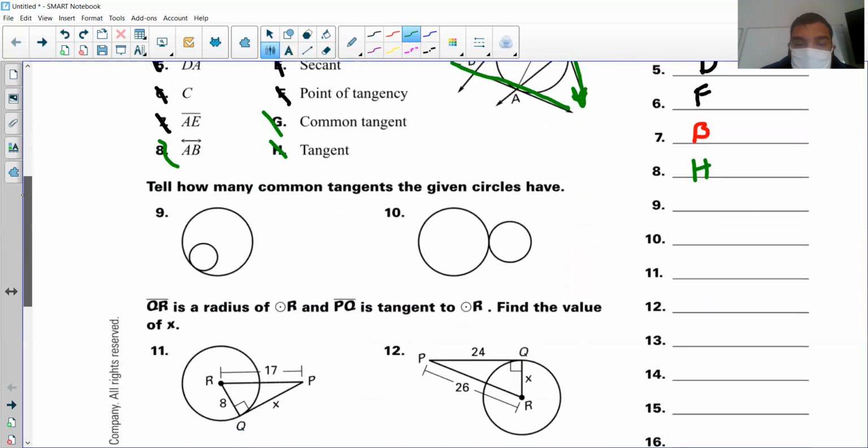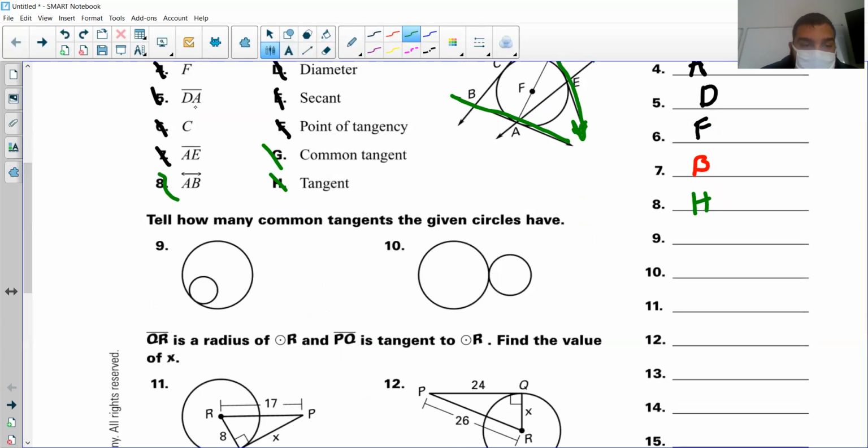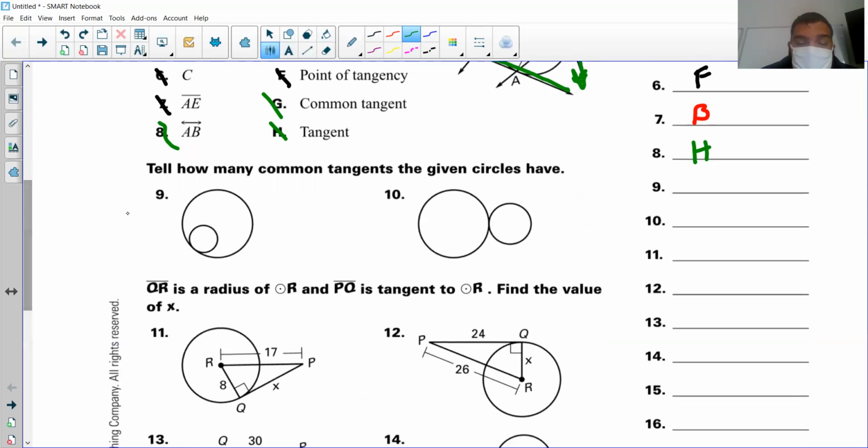You can pause the video, check your answers. Next one. How many common tangents does the given circle have? Common tangents are tangents, like I said, that are shared between both circles. So how many ways can I draw a line that hits both circles? Since this circle is at the edge of the other circle, I could put one right here to share between each other. So in this case, this has one common tangent.